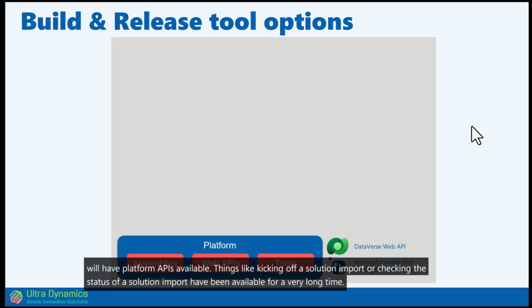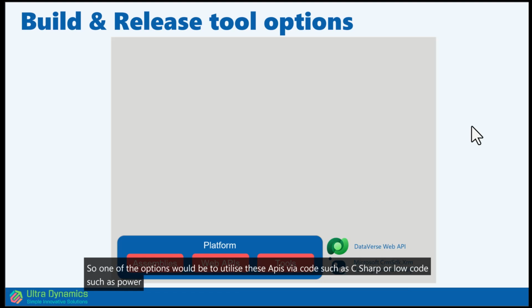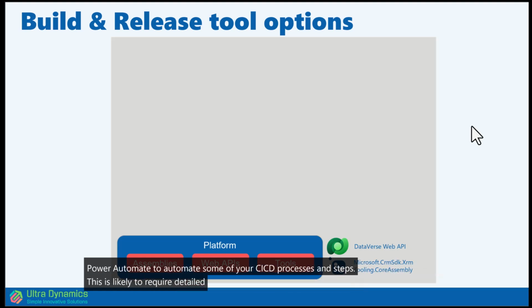So one of the options would be to utilize these APIs via code such as C# or low code such as Power Automate to automate some of your CI/CD processes and steps. This is likely to require detailed knowledge of the APIs, how the APIs relate to each other, and some skills and effort to implement this.